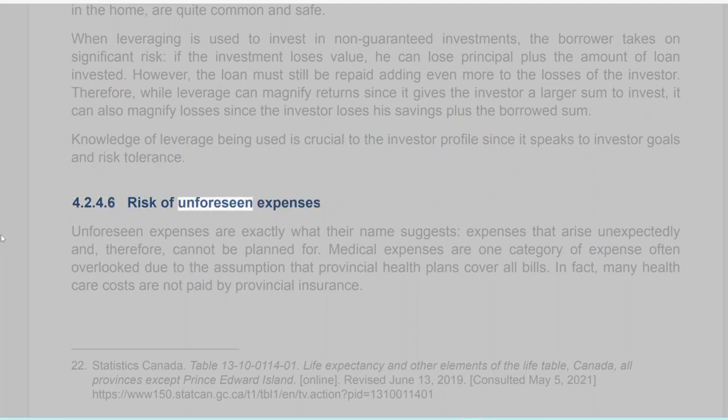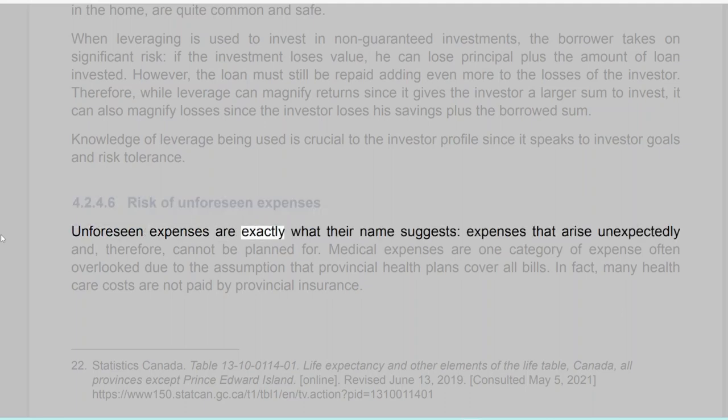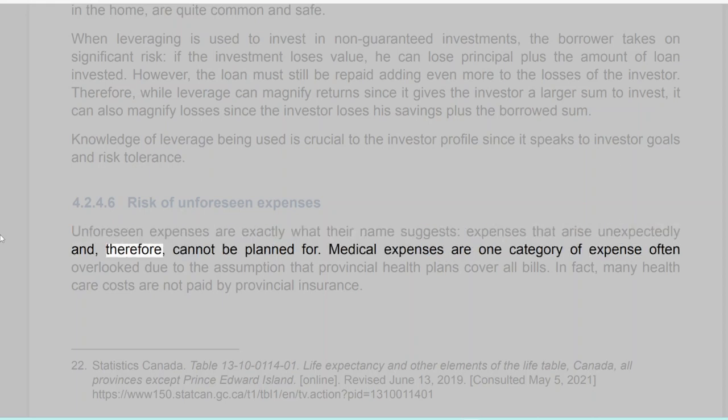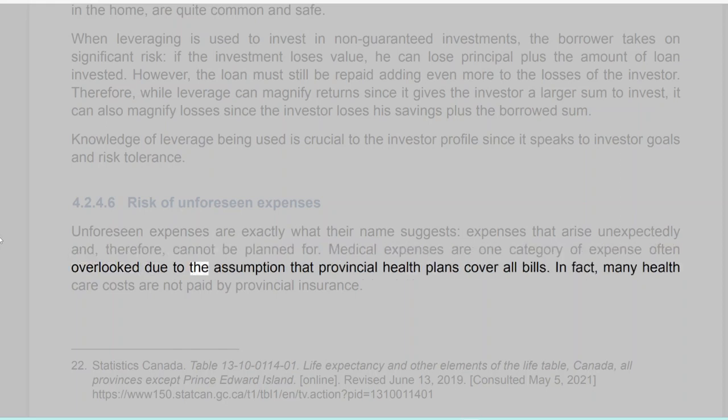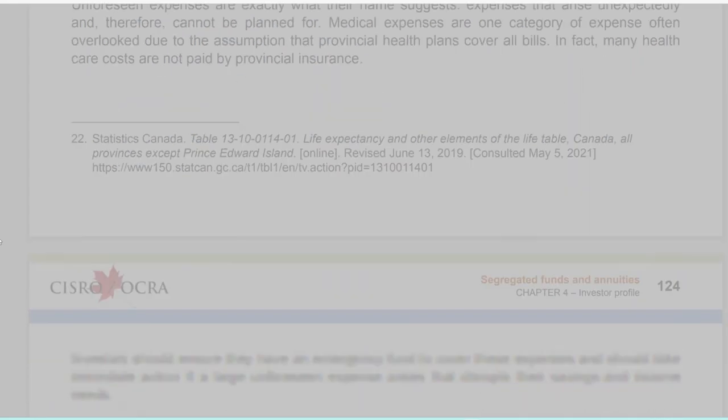4.2.4.6 Risk of unforeseen expenses. Unforeseen expenses are exactly what their name suggests, expenses that arise unexpectedly and, therefore, cannot be planned for. Medical expenses are one category of expense often overlooked due to the assumption that provincial health plans cover all bills. In fact, many healthcare costs are not paid by provincial insurance.